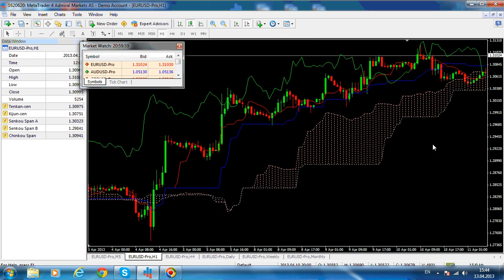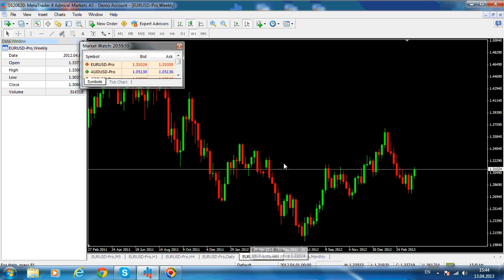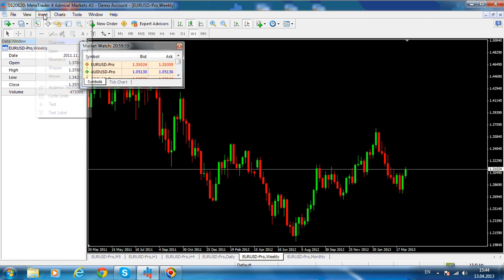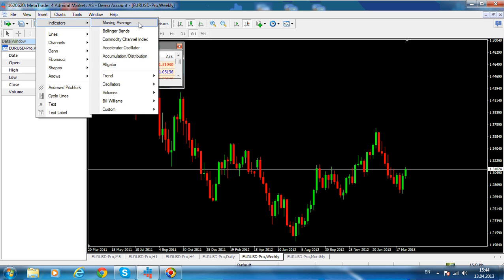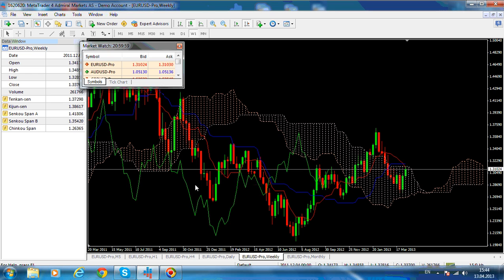This oscillator is viewed in terms of finding main resistances and supports, both for the current prices and for the future prices. This is a 1 hour chart, but the higher the time frame, the higher the resistance and support areas. For example, if you go on the weekly chart and put the same indicator, choosing the Ichimoku Kinko Hyo, and click OK, you see that the price is finding supports and resistances at these levels.